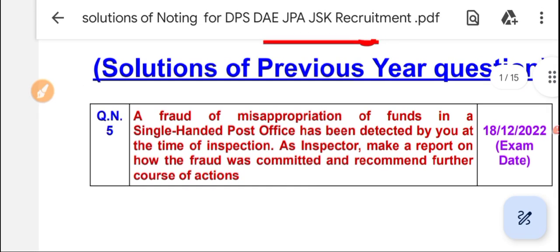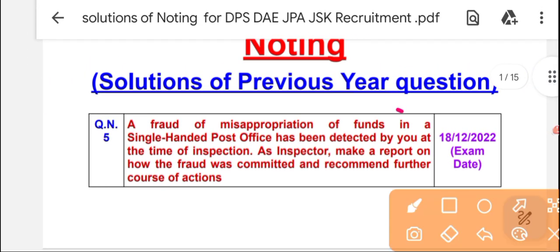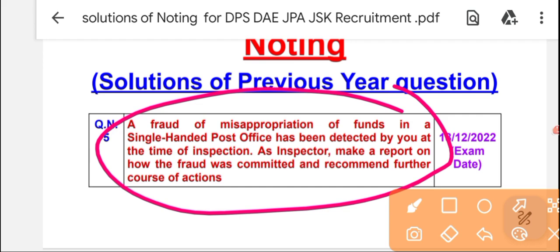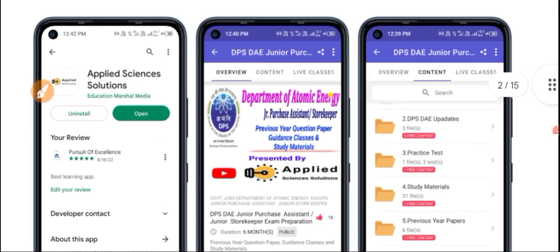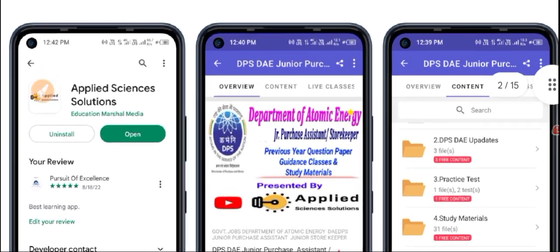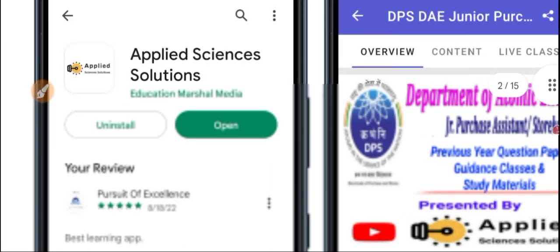A question was asked in 2022 about noting: a fraud of misappropriation of fund in a single handed post office has been detected by you at the time of inspection. As inspector, make a report on how the fraud was committed and recommend a course of action. Okay, let's see.